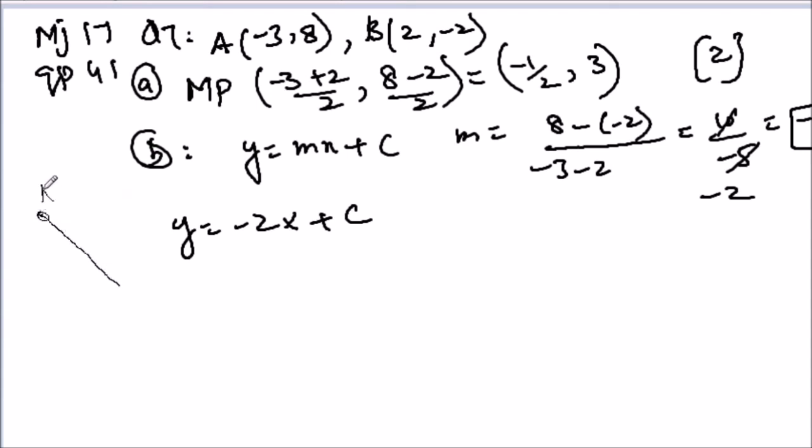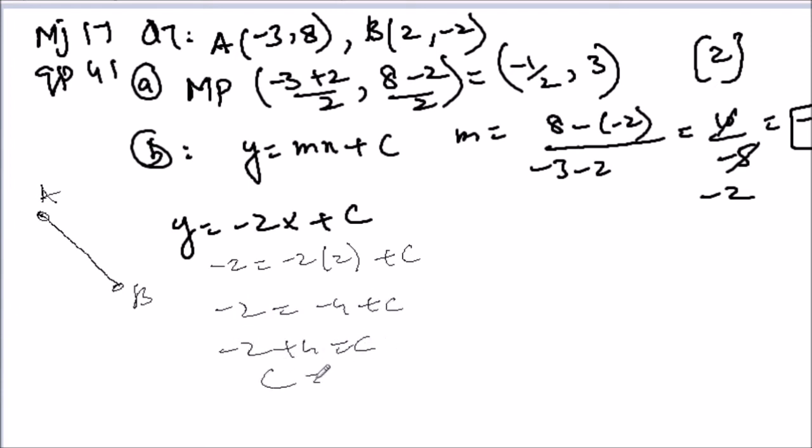So point A is here and point B is here. You can input any of these two points. For C, I'm inputting the value of B. So minus 2 is equal to minus 2 into 2 plus C. So minus 2 is equal to minus 4 plus C. Minus 2 plus 4 is equal to C, and C is equal to 2.